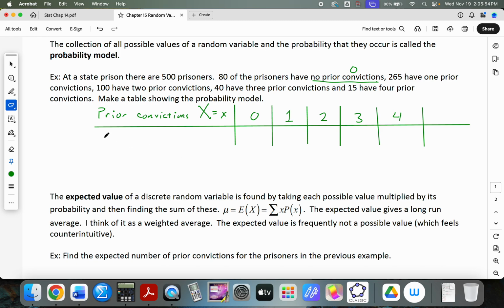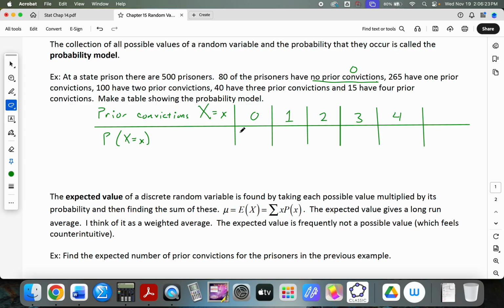All right. Now here we want to put the probability that x equals x. I'm going to try to say it that way every time I say little x. The probability that x equals x.